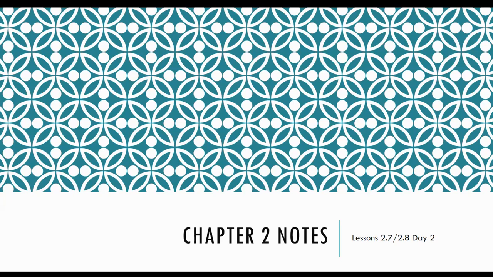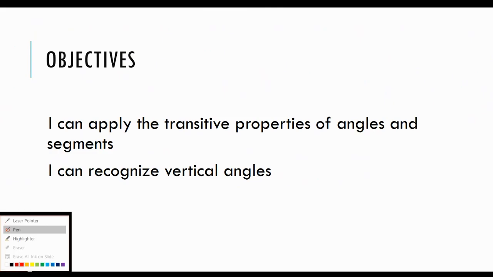Today we're going to look at some examples from lessons 2.7 and 2.8. So we're going to once again apply the transitive property as well as recognize vertical angles.